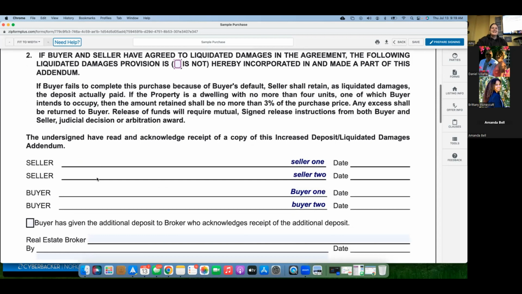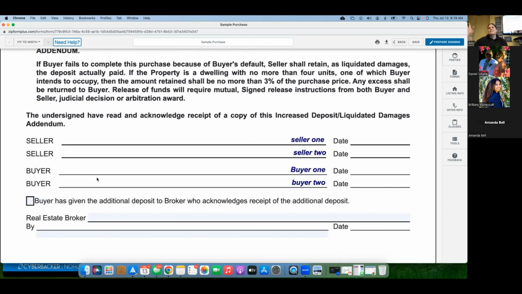The undersigned have read and acknowledged receipt. Now, keep in mind that for that to be the case, you have to agree to the liquidated damage clause, right? So if I was a listing agent and a buyer submitted an offer with a 5% deposit, I may not agree to the liquidated damage clause, because that would allow me then to go after the buyer for potentially more in case of default.